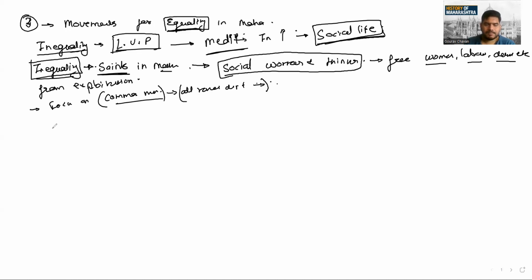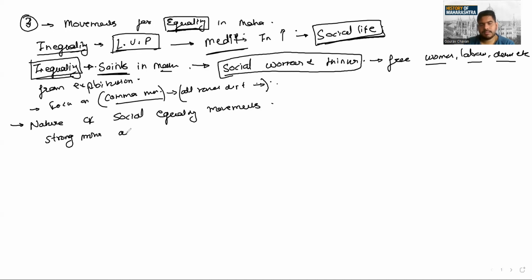Now the next part is: what was the nature of the social equality movement? How were they doing it, and why did they come? They were the reaction of strong protest against inequalities in society.